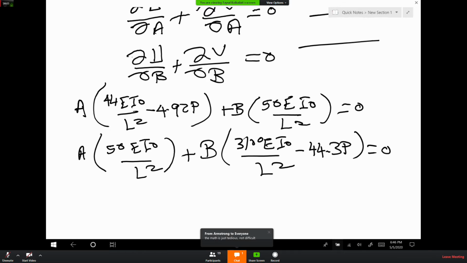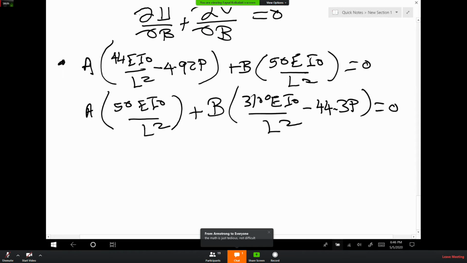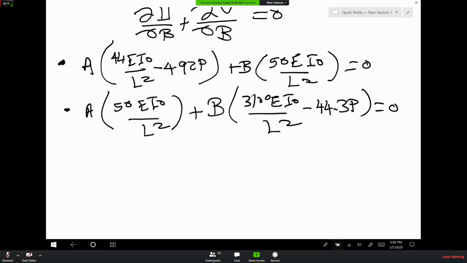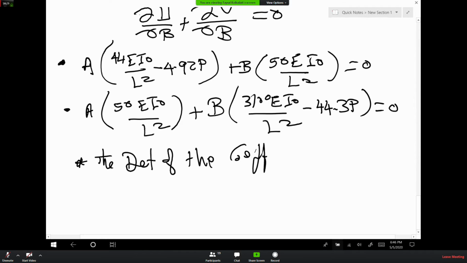So now we have two equations. One is partial U over partial A, and partial U over partial B equals 0, right? Two equations. Then we can put them in a matrix to solve, and we can say the determinant of the coefficient matrix should be equal to 0, right? Because the two equations are equal to 0.